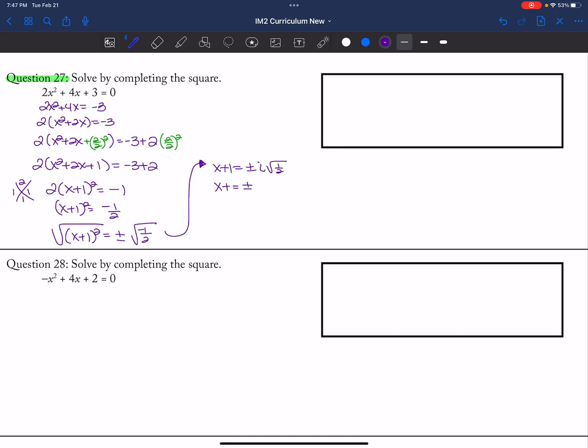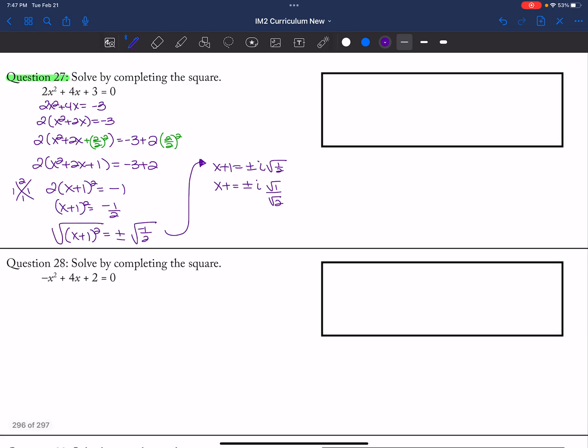plus or minus i. It's technically the root of 1 over root 2, so I can separate them out. And the square root of 1 is 1. So I have x plus 1 is equal to plus or minus i times 1 over root 2, which looks like a big, huge mess. So we're going to clean this up. I'll show you how to clean it up.